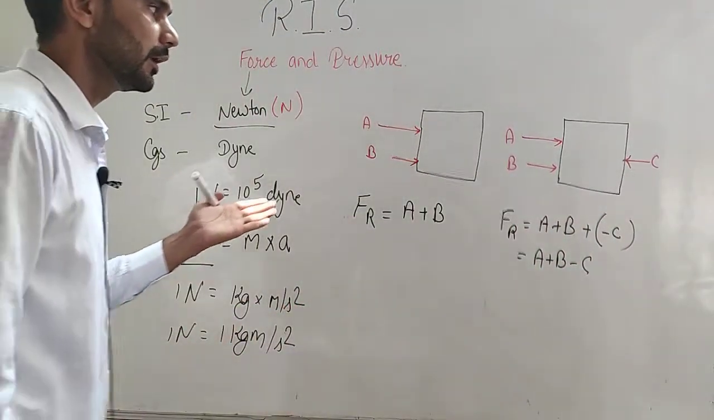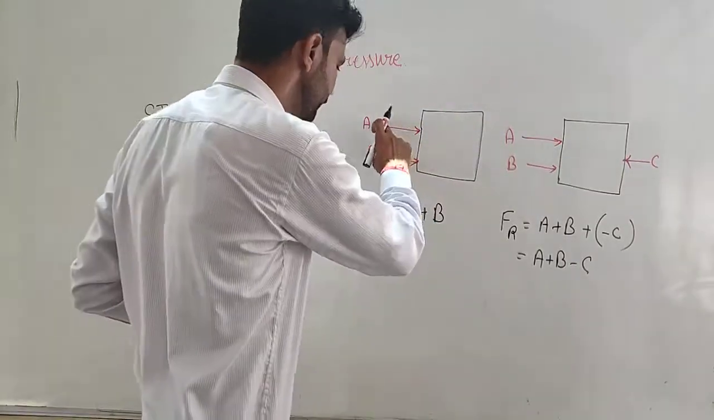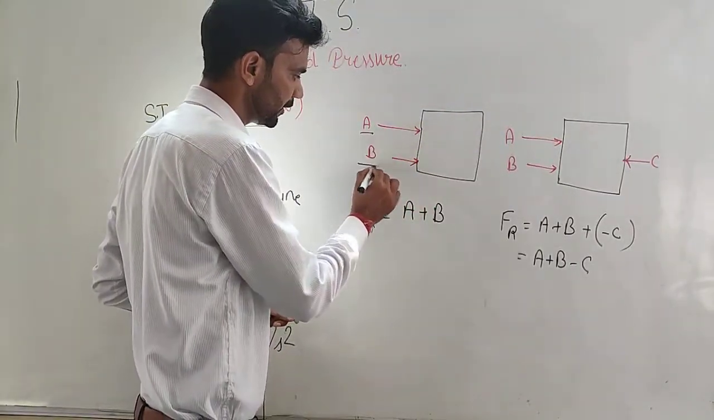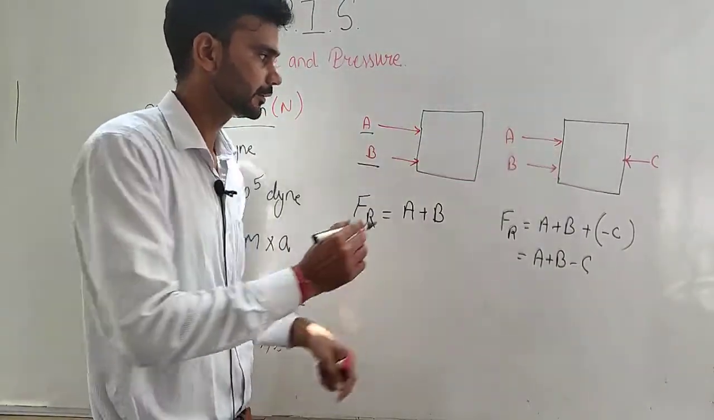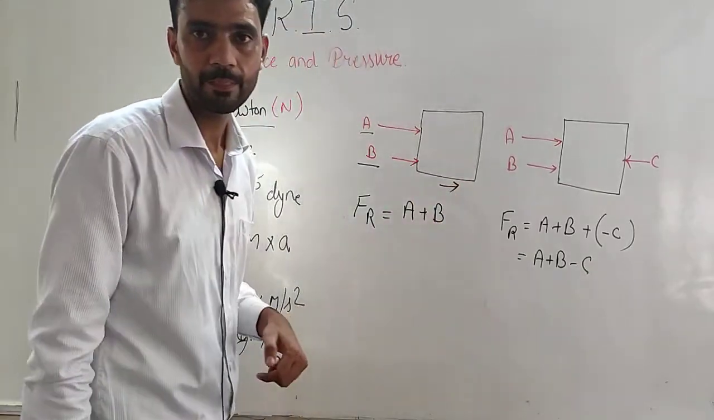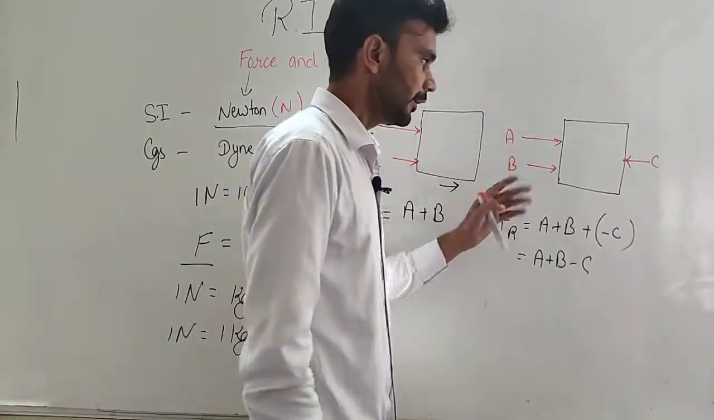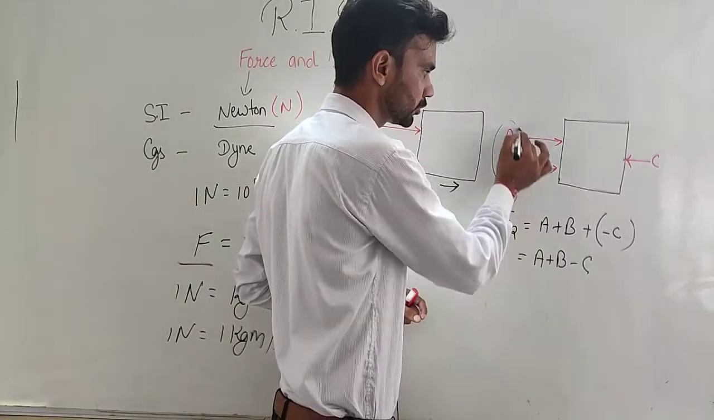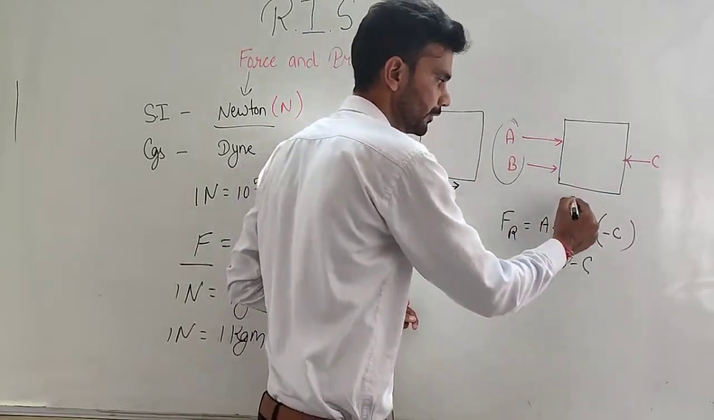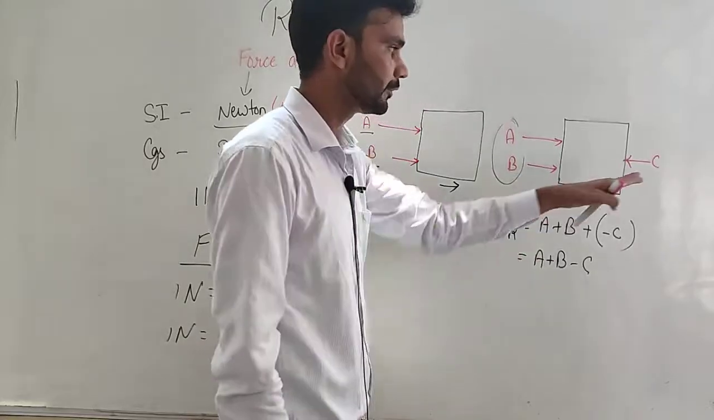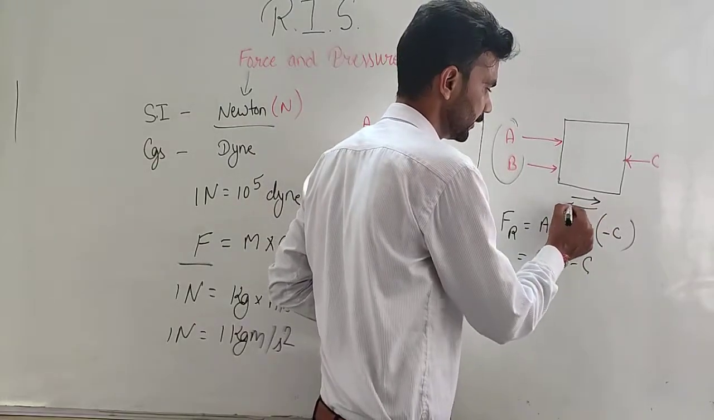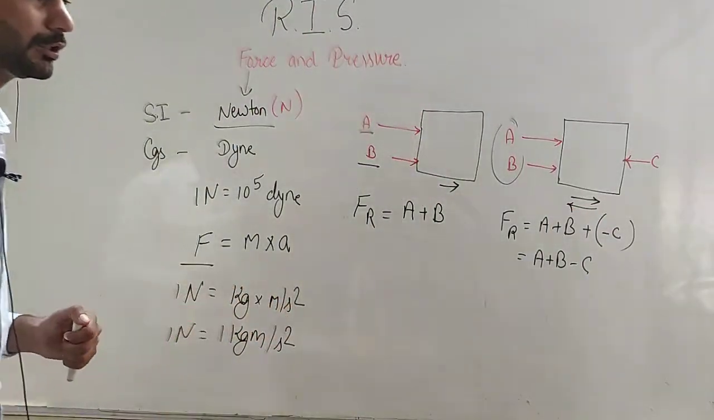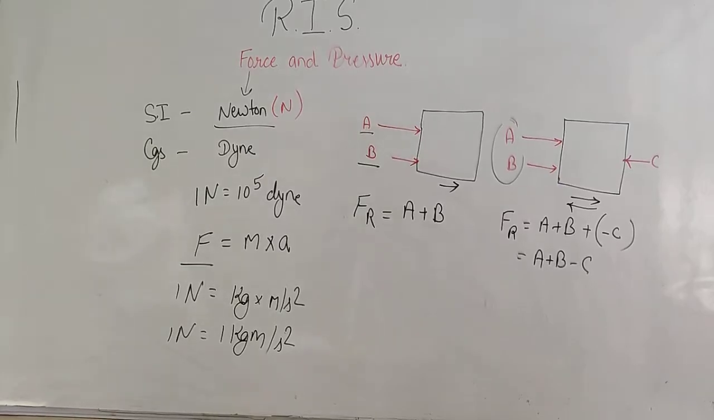This is the subtraction or addition of force. Now the question is how these objects will move. If the sum of these two forces A and B is greater than the frictional force, then this object will move in this direction. But if the sum of these two forces is greater than C, then it will move in this direction. If the C force is greater than the sum of these two forces, then it will move in the other direction. So it depends on the resultant force in which direction the object will move.